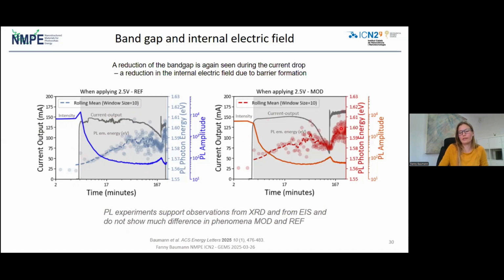The same thing is happening in the modification. What we see, that's very interesting, is that over here, we start to see the same trend for the current. So we start to see the current go down. And during this drop in the current, we also see that there is again a small increase in the intensity of the photoluminescence. And there's also a return towards the red in the photoluminescence, so towards a bit of a lower band gap again.